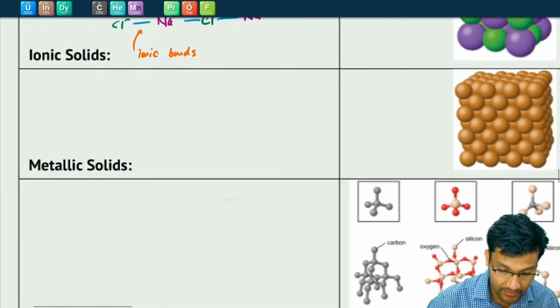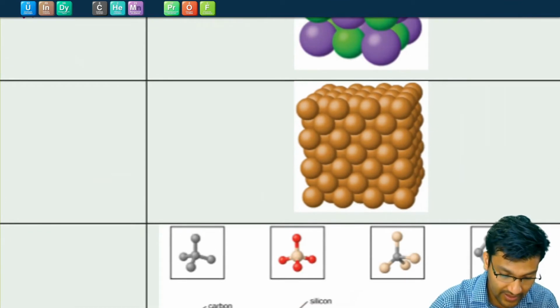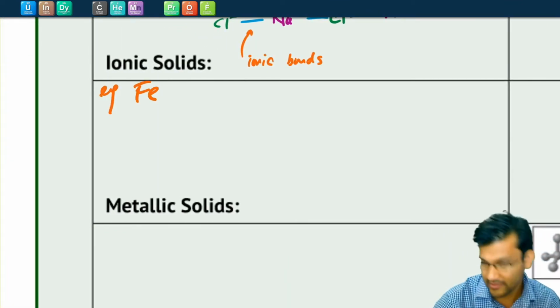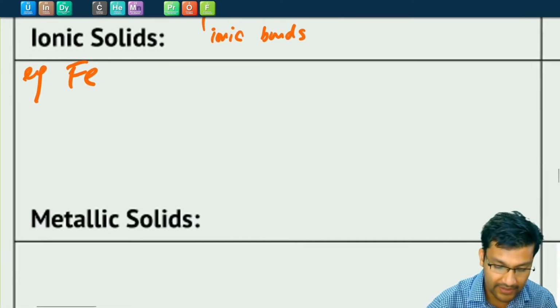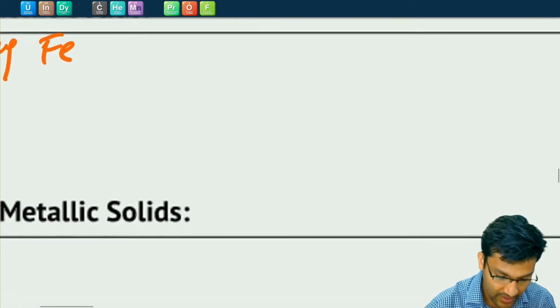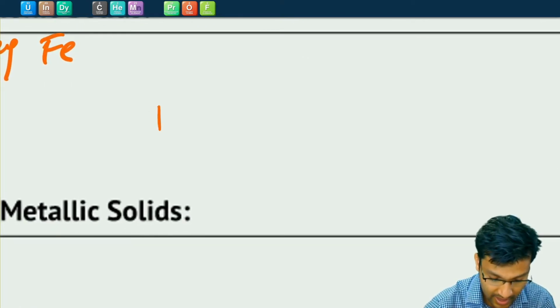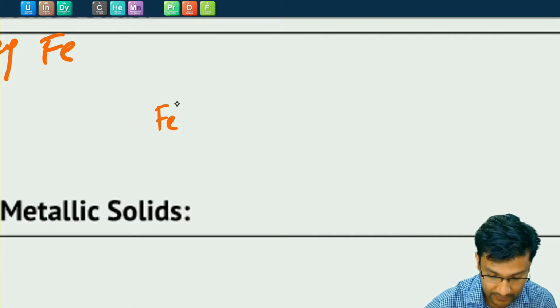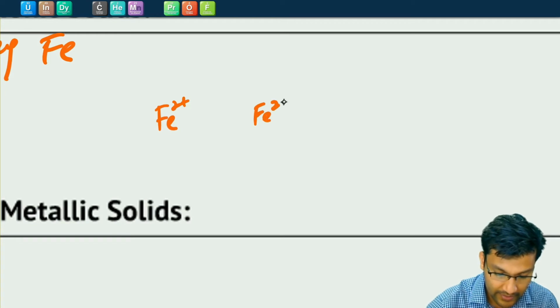Let's look at metallic compounds. And here let's use the example of iron, right? Iron is a common metal. We know that metals tend to lose their electrons, and so what happens in metallic solids is you have some positively charged ion. Let's say it's iron 2 plus in this example, right?